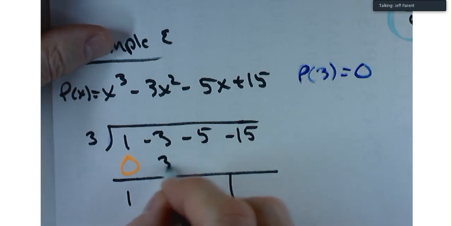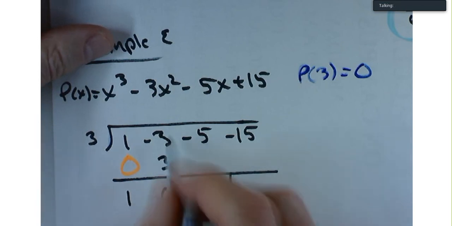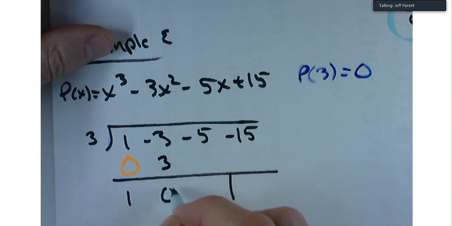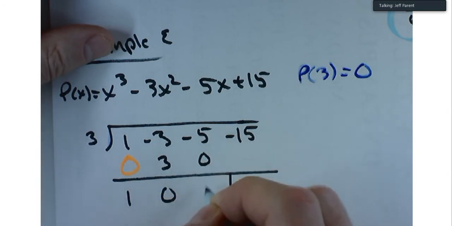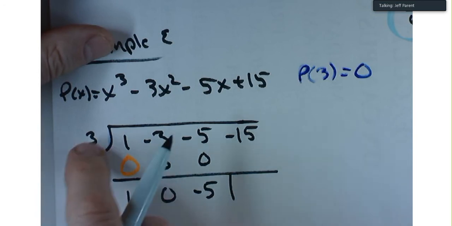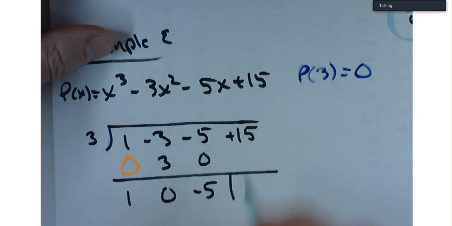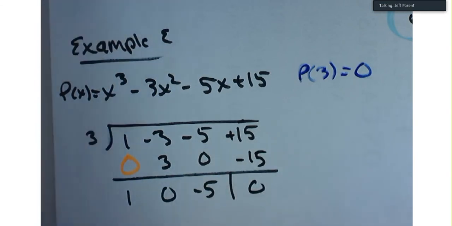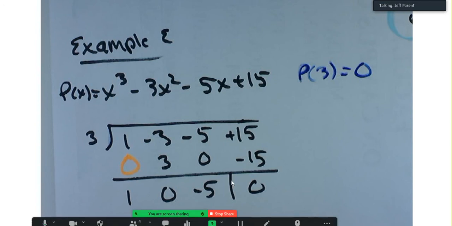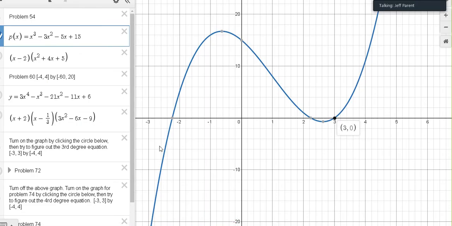1, 3, add going down gives me a 0. Multiply 3 times 0 gives me a 0. Add to go down gives me -5. That should be a plus 15 there. 3 times -5 would be -15, and bingo, we get a 0. Not exactly a big surprise. We already saw that. But if you go looking in decimals for the other two roots, you're not going to get exact values. You get stuff like this.